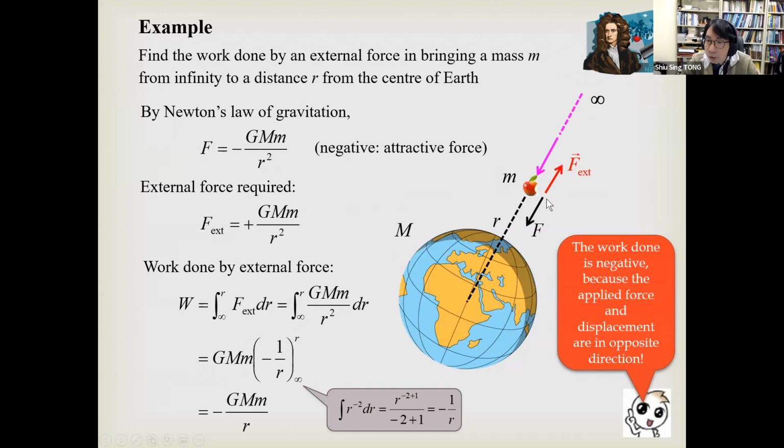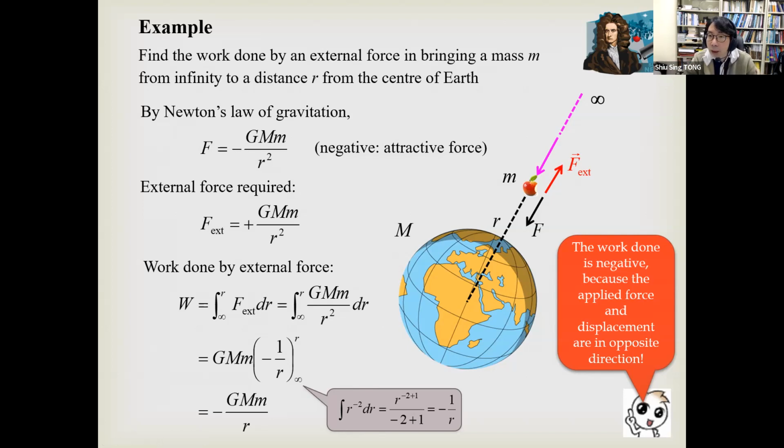The force of gravity is pulling this apple towards the center of the Earth, right? So the big F here represents the force of gravity. It is pulling the apple towards the center of the Earth, and its magnitude is given by GMm over r squared. This is the law of universal gravitation by Newton, right? The minus sign indicates that this is towards the center.